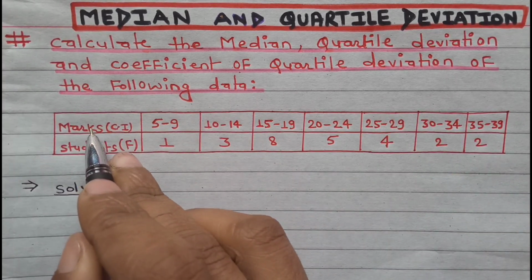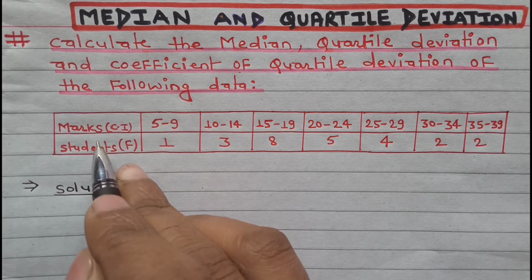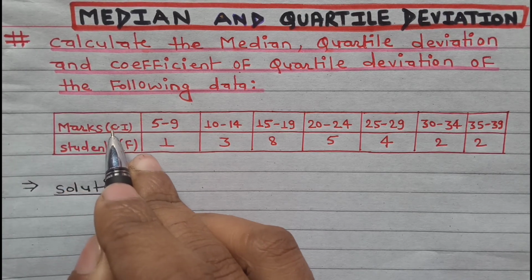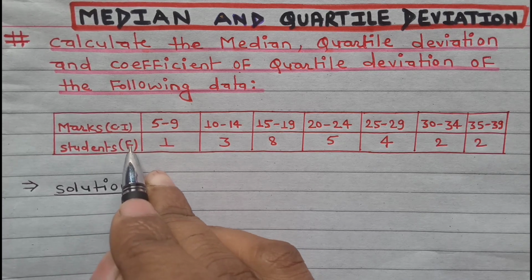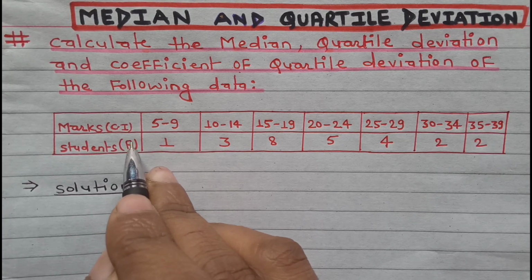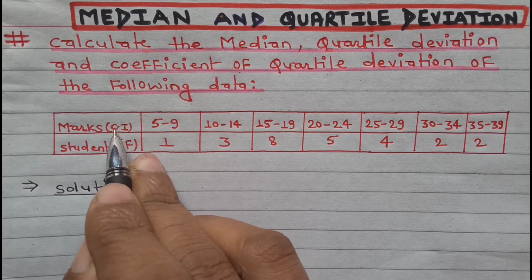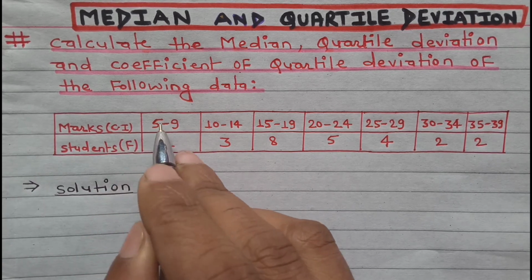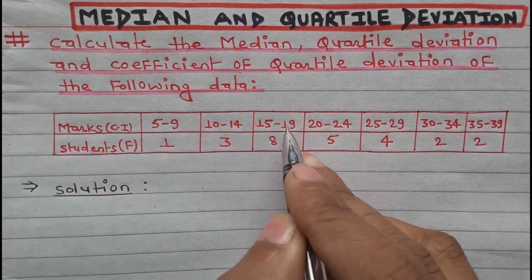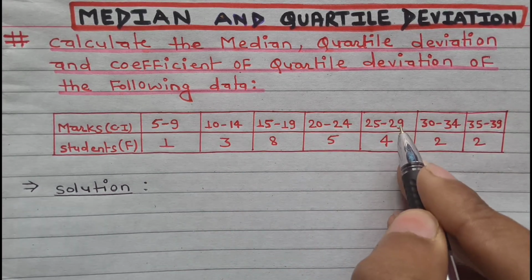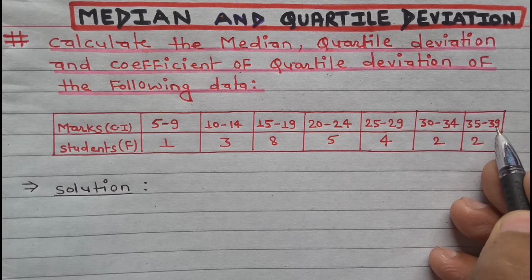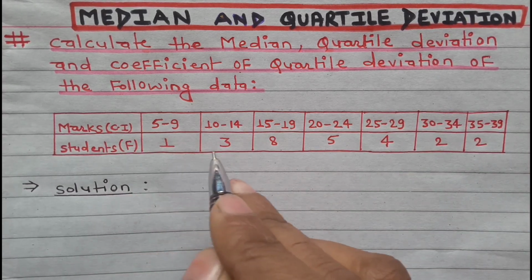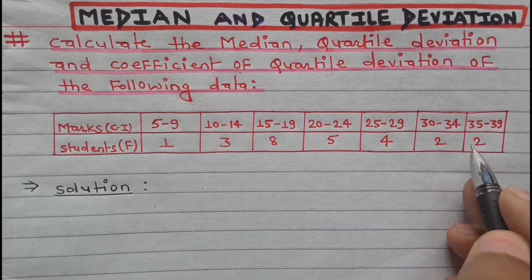The data is marks and students. Marks is denoted by CI, which is called the class interval, and students is denoted by F, which is called frequency. The class intervals are 5 to 9, 10 to 14, 15 to 19, 20 to 24, 25 to 29, 30 to 34 and 35 to 39, and the frequencies are 1, 3, 8, 5, 4, 2, 2.